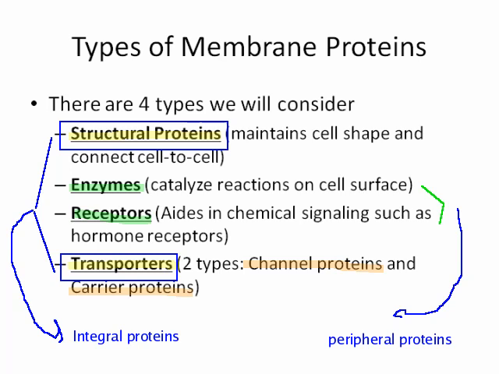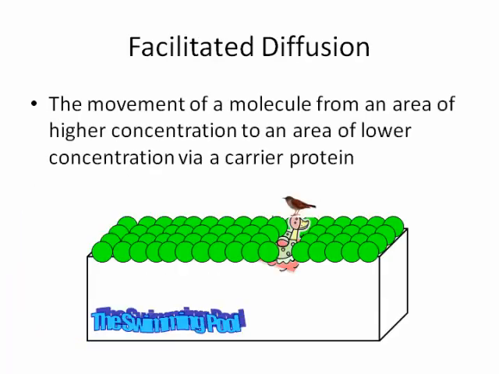Your carrier proteins are almost always associated with being some type of facilitated diffusion. Now, notice the definition of facilitated diffusion: the movement of a molecule from an area of higher concentration to an area of lower concentration. Get ready for it. This is the biggie. Via a carrier protein. I cannot stress these last four words enough.